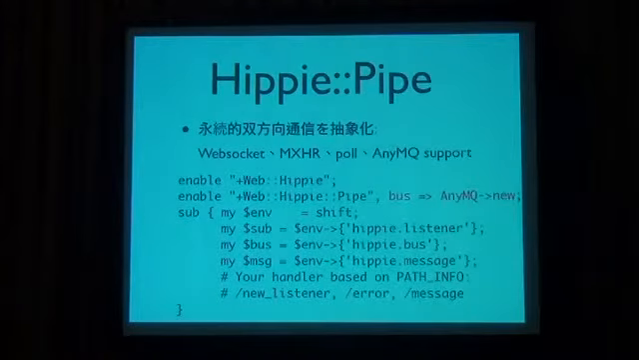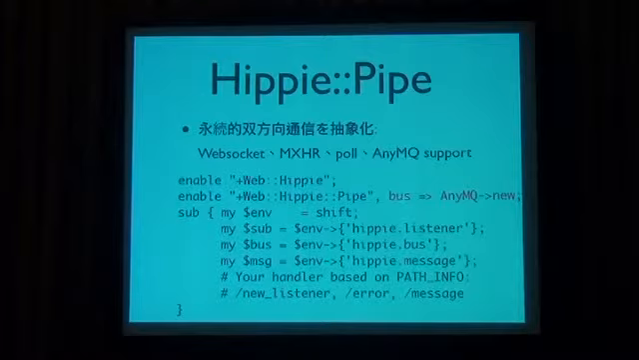After enabling Web Hippie, you also enable Hippie Pipe to make it relaxed. And you give it a bus. So here is an example. I'm just using AnyMQ new. So this is an in-process bus. Like in earlier examples, you can also use AnyMQ instantiate with the MQP trait. So that will be shared across the servers.